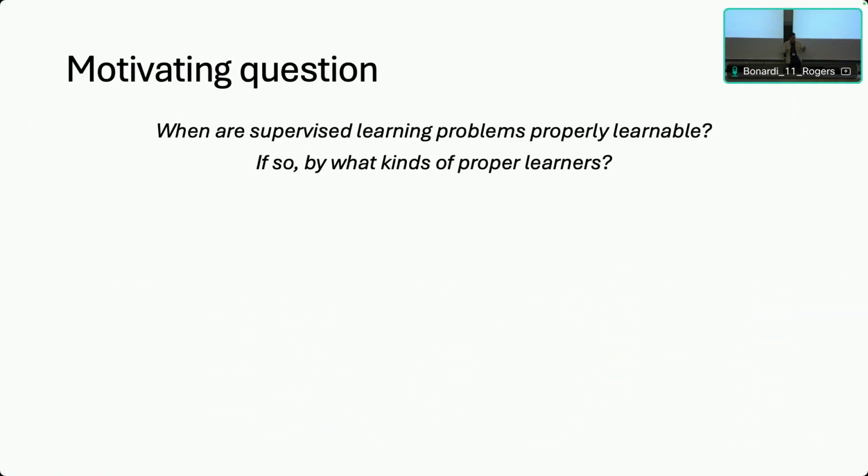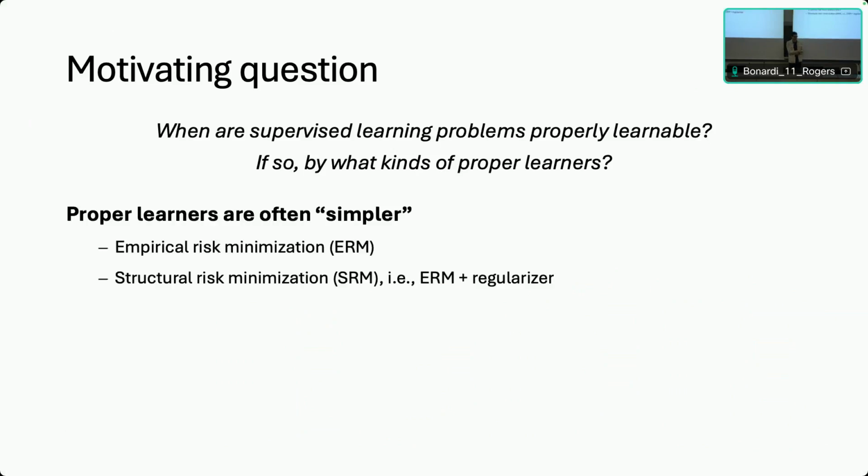So we're motivated by a pretty fundamental question, which is, when are supervised learning problems properly learnable? And if they are, what kinds of proper learners actually succeed for them? There are at least two reasons why you might be interested in this. One of them is that proper learners tend to be simpler than improper learners. Examples are empirical risk minimization, ERM. Another example is ERM with a regularizer for tie breaking. This is sometimes called structural risk minimization, or SRM.